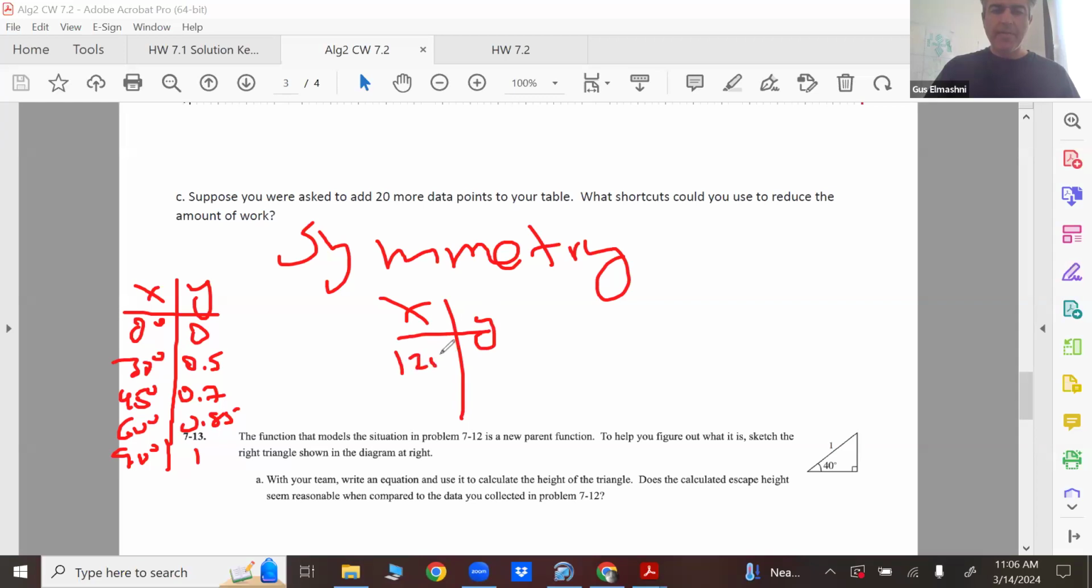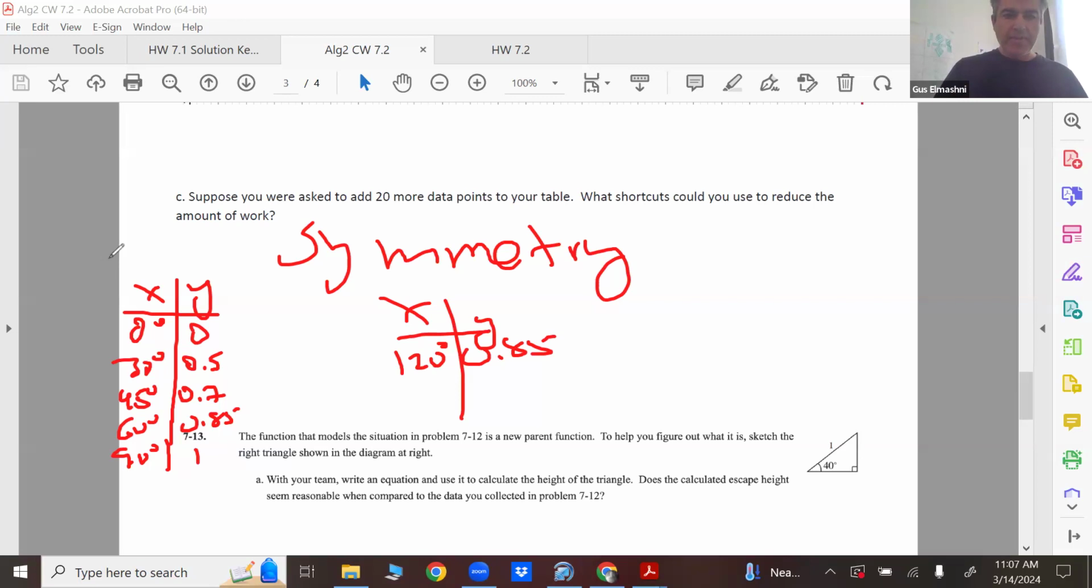What if I look at 120? How far is 120 from 90? 30, right? How far is 60 off? 30. So they're going to share the same y-coordinates. That's also going to be 0.85. So if I added a weird angle like 80 degrees, then I would do 100 degrees, and I would get the same thing because you're looking at symmetry. So if you add more data points, what shortcut can you use to reduce the amount of work? Just symmetry.